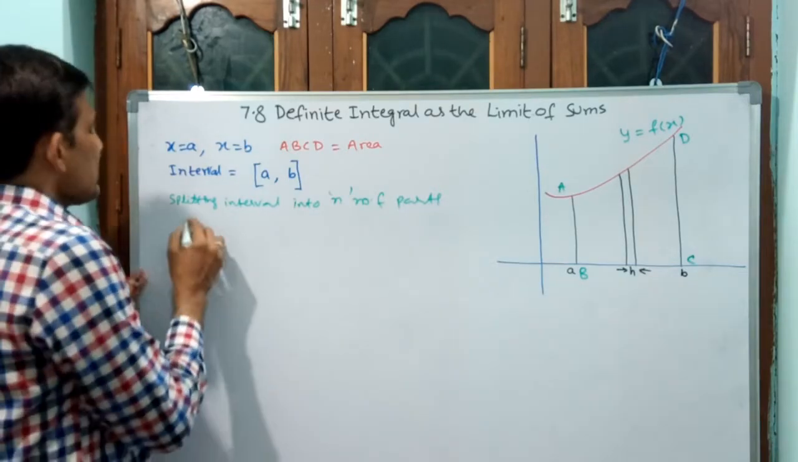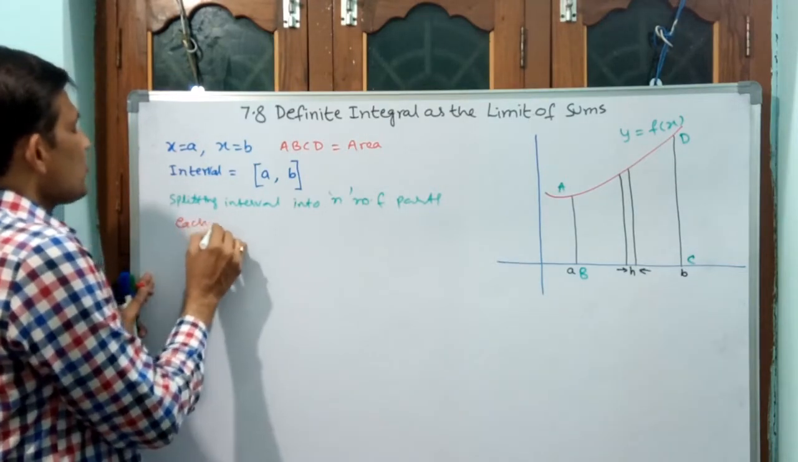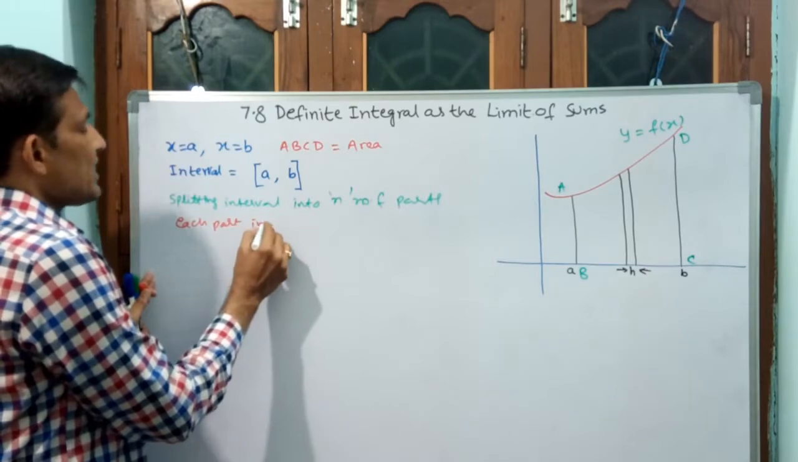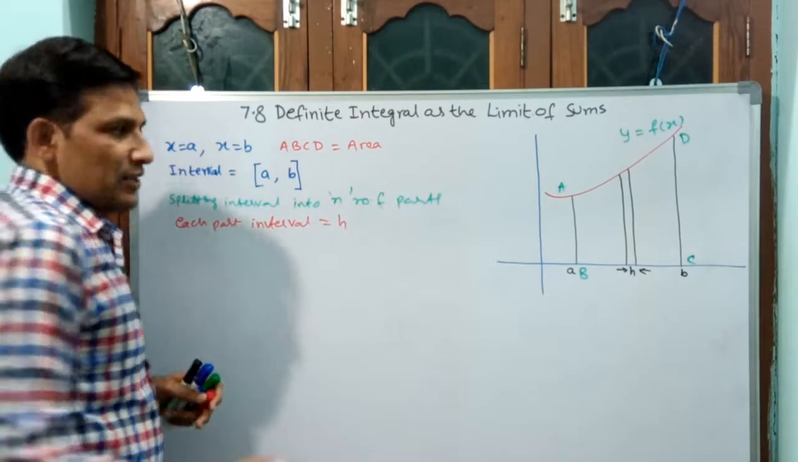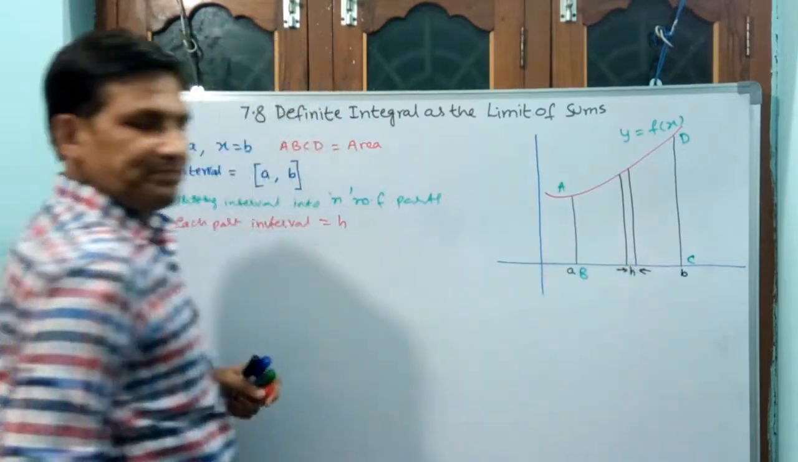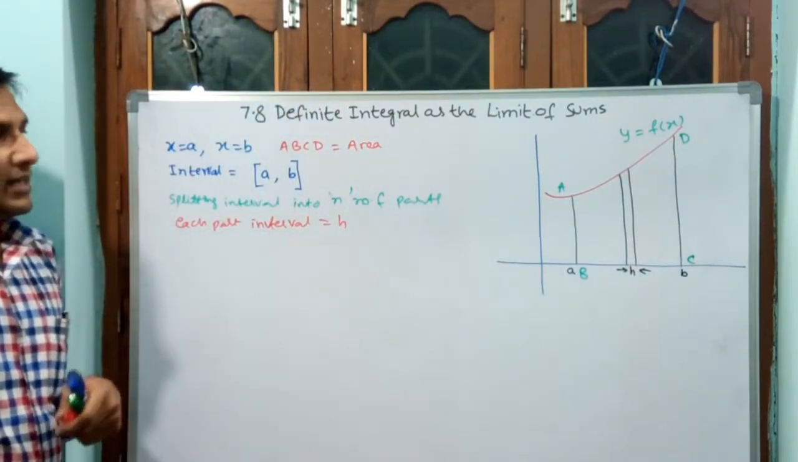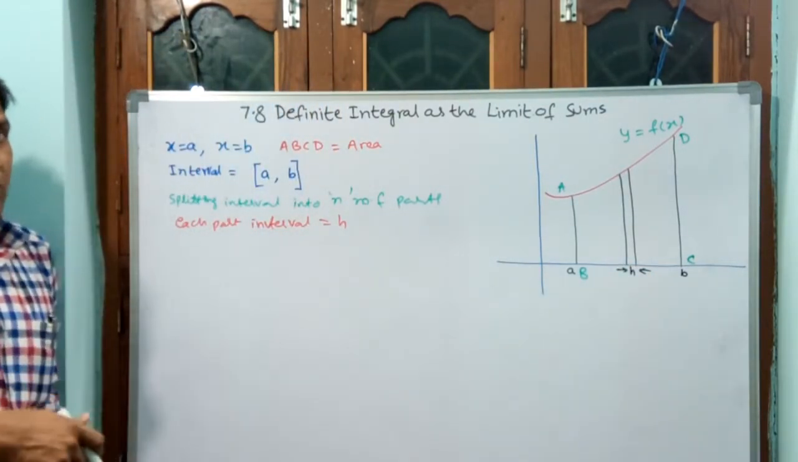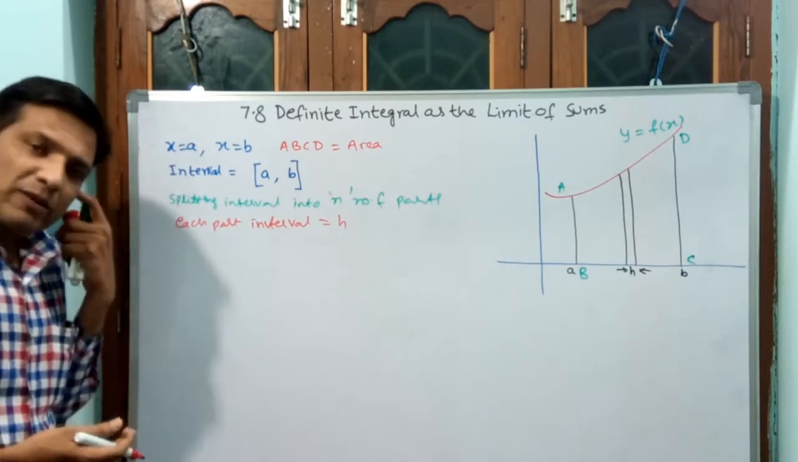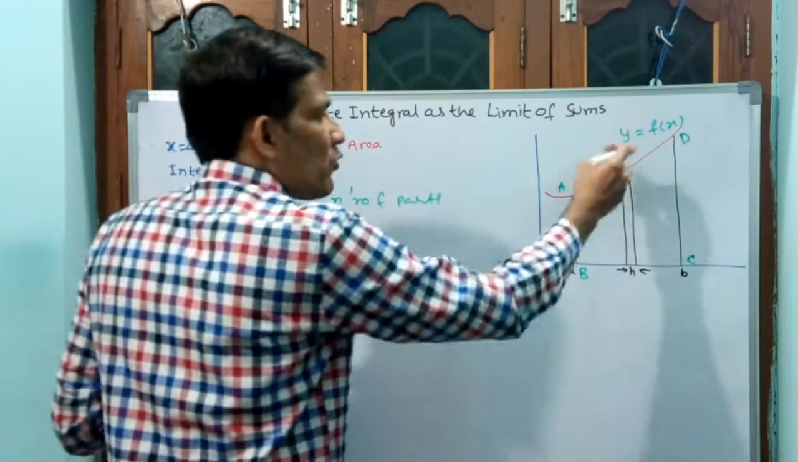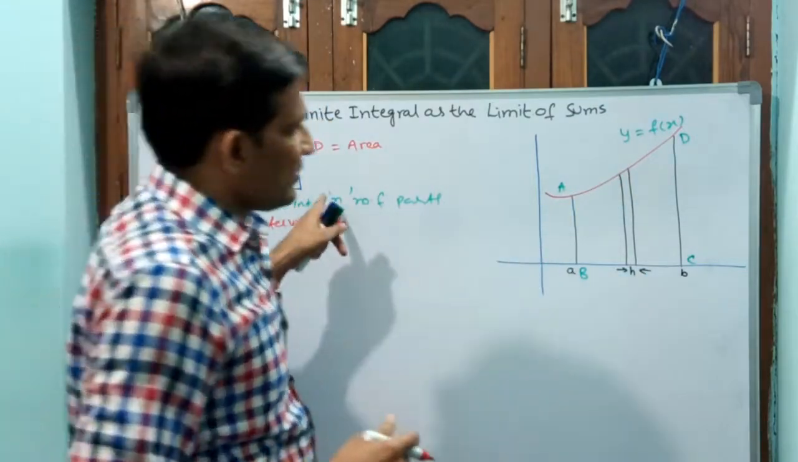See, each part is having how much interval? Each part interval is equal to h. That means one part is h. Like that, several parts. How many number of parts? N number of parts I have splitted. And each one I am going to measure the area. Why? Because see here, this is not a straight line.